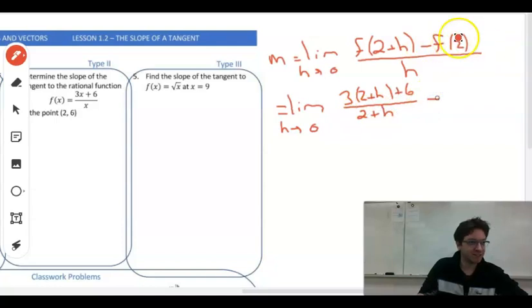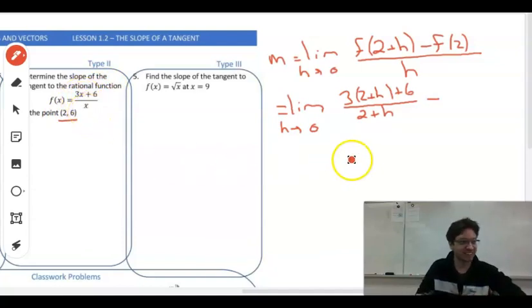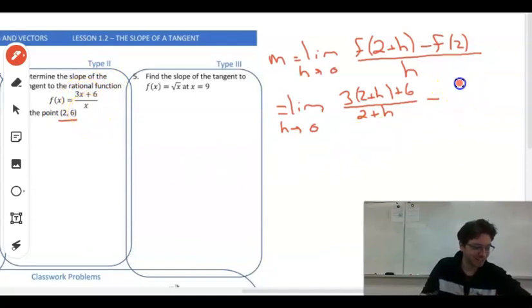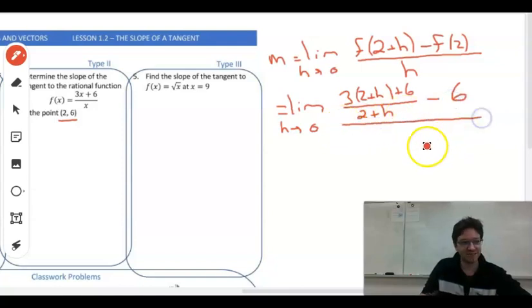minus that function at 2, which would be, well, we actually don't need to solve it because it says right here in the question, at 2, the function equals 6. But you can substitute 2 in there to confirm that it does equal 6. But I'm just going to write minus 6. All over, oh, I know, a fraction within a fraction. What are we doing? h.